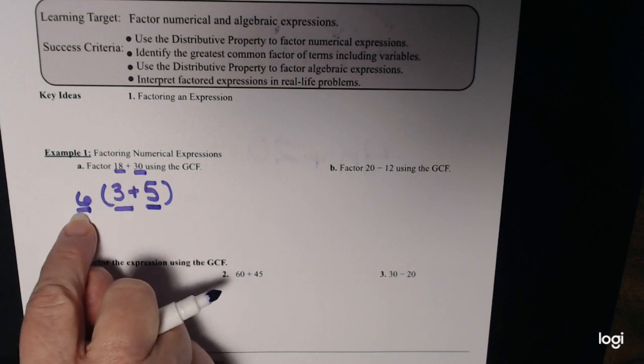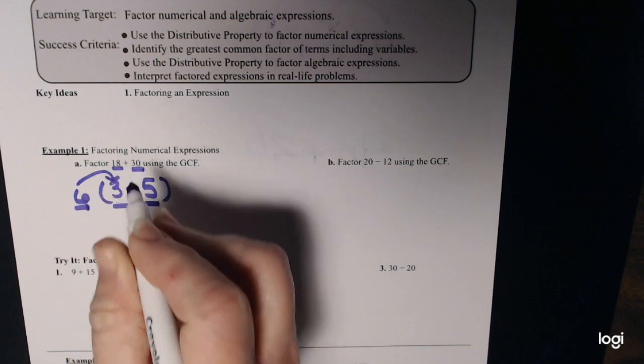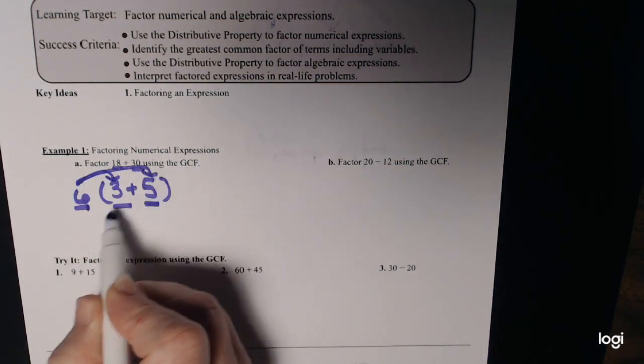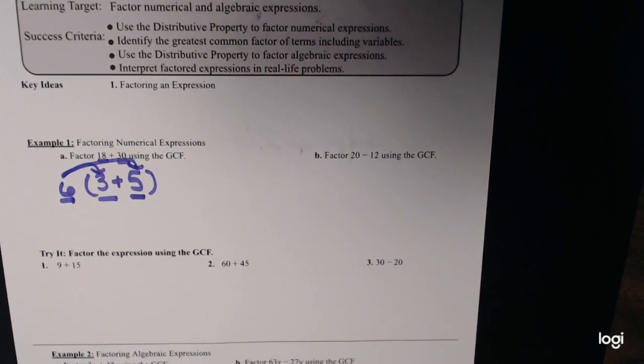Let's just check to see if this is right. Well, if I would take my arrows and I would do 6 times 3, that's 18. And then if I would do 6 times 5, that's 30. So I factored that expression.